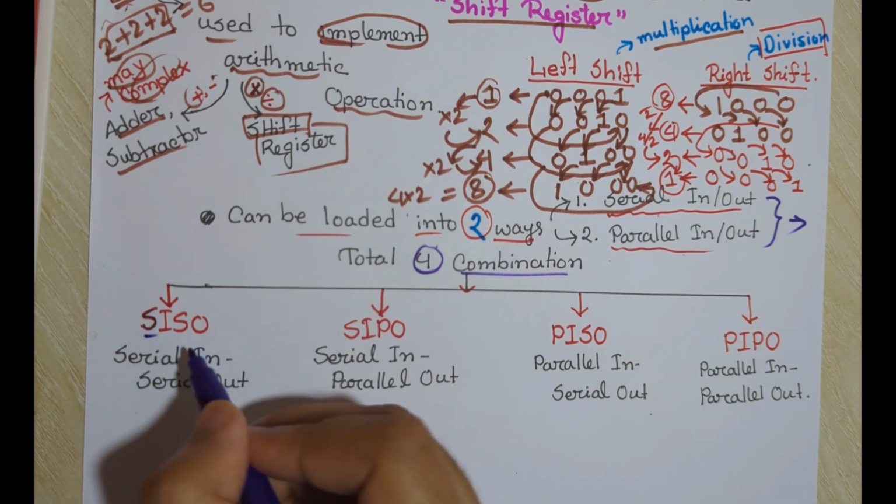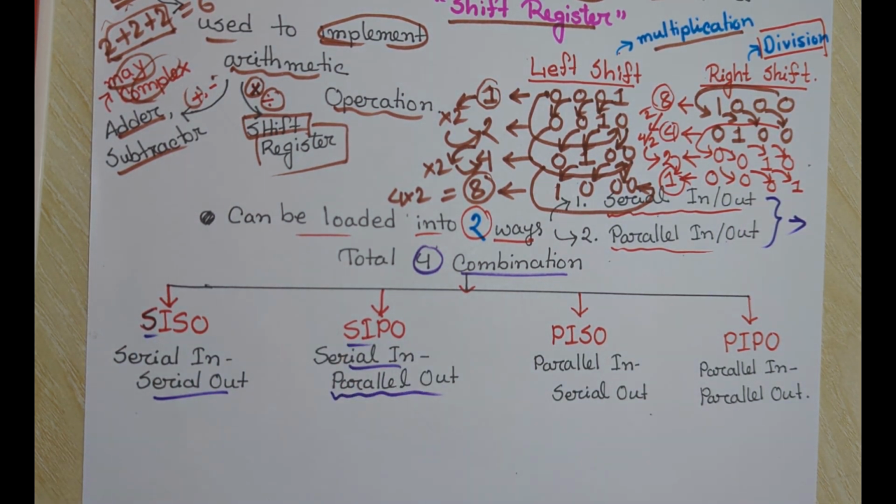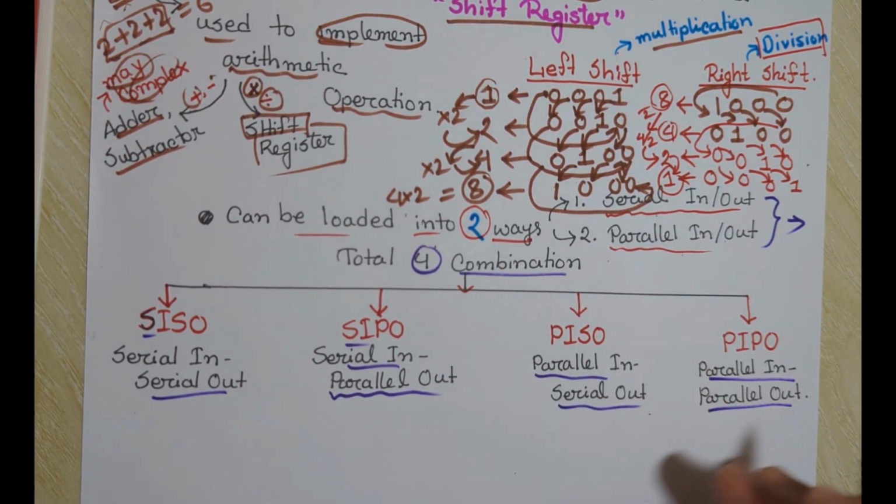One is serial input, serial output. Serial input but parallel output. Here parallel input, serial output, and parallel input, parallel output. Let's see how these four combinations work as shift registers.